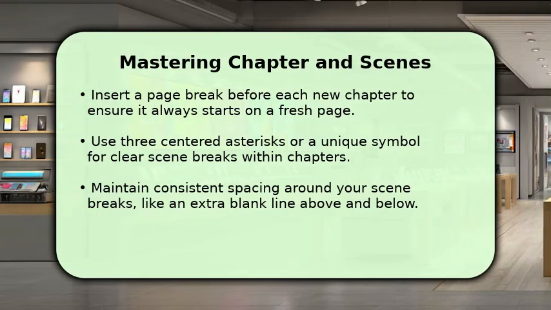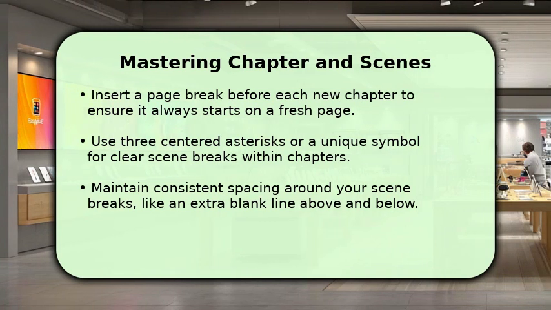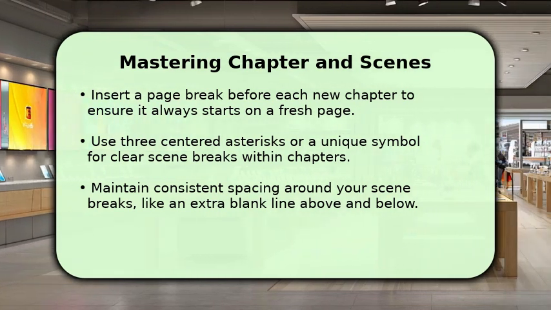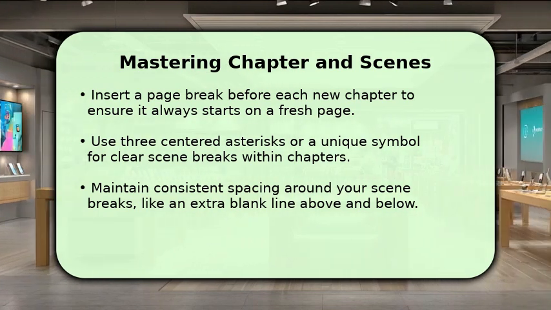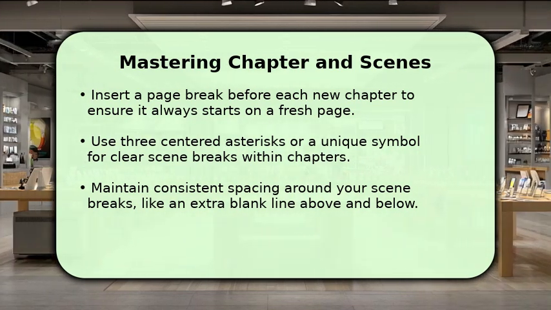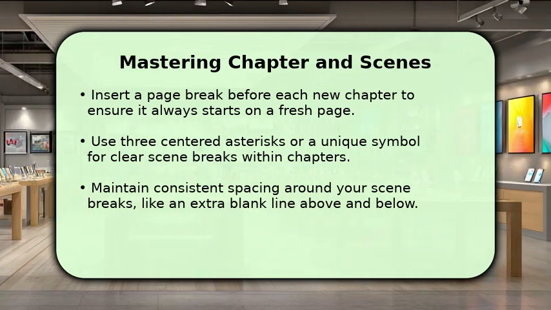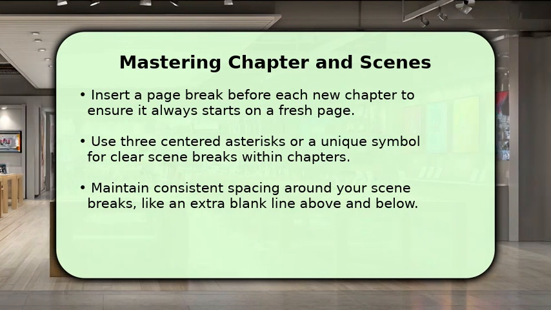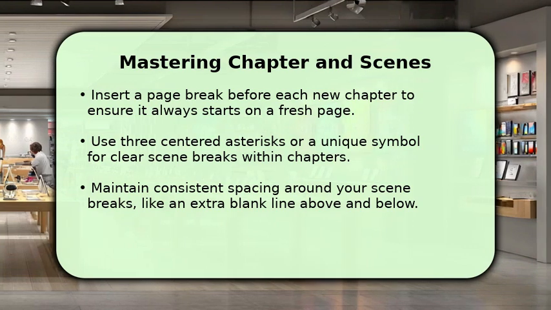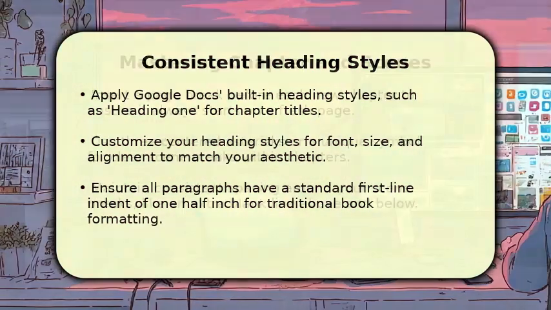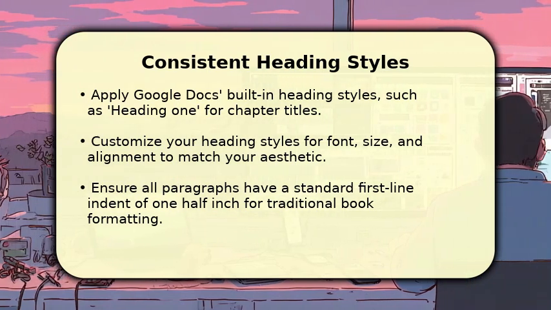To organize your novel effectively, use page breaks to separate chapters. This ensures each new chapter always begins cleanly on its own page, which is crucial for formatting. Within chapters, employ clear scene breaks to signal transitions for your readers. A common approach is using 3 centered asterisks or a distinct symbol, ensuring consistent spacing around these markers. This practice helps maintain a smooth narrative flow. Consistent formatting across your novel enhances readability and professionalism.